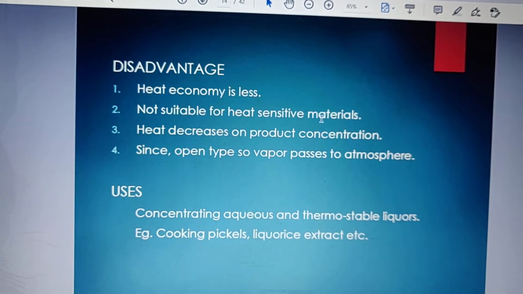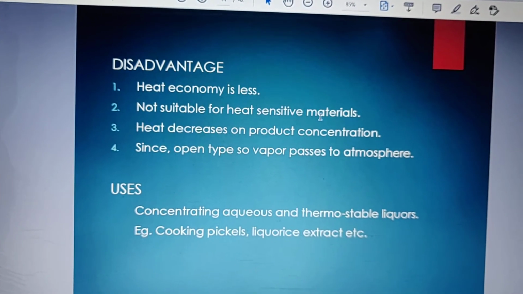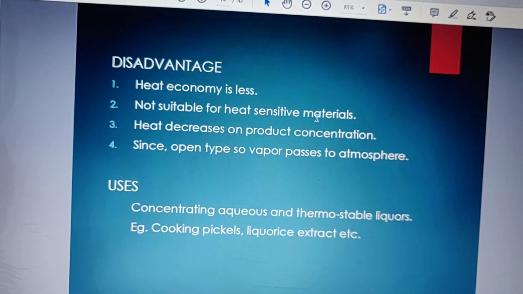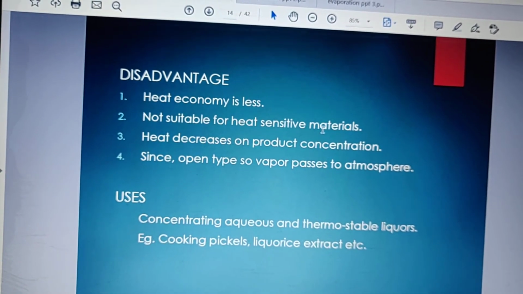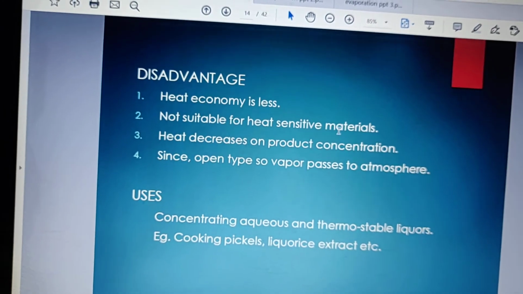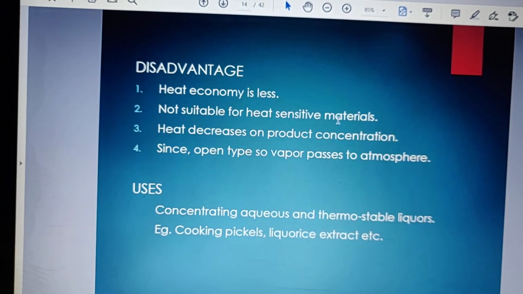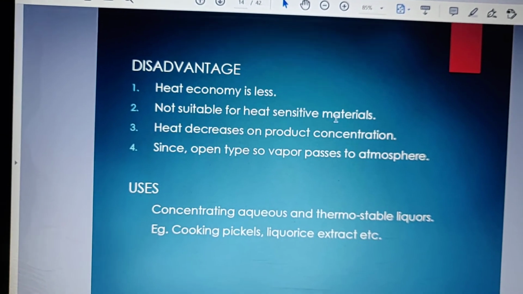Not suitable for heat sensitive materials, since you are using steam, meaning you are using boiling water temperature. So this is only good for heat stable materials. Heat sensitive or thermolabile products cannot be used in this method of evaporator.